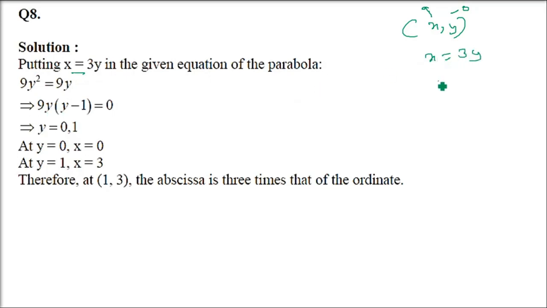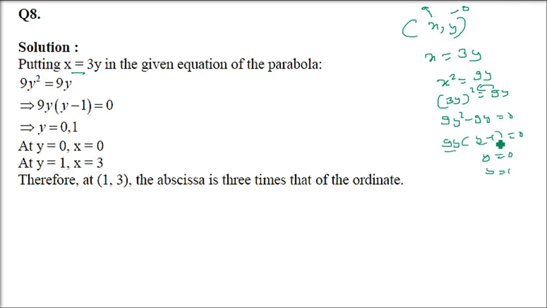Because the equation is given, you can put it directly. The equation is given as x square equals 9y. Now put x as 3y. So (3y) whole square equals 9y. Now I'll take this here: 9y square minus 9y equals 0. This is 9y times (y minus 1) equals 0. y is 0 or y minus 1 equals 0, so y equals 1.